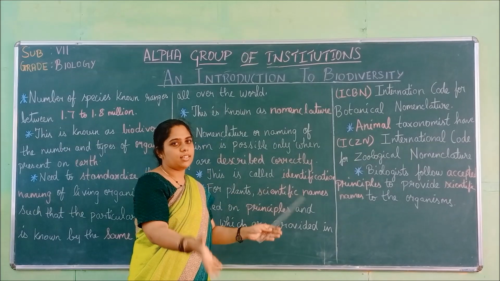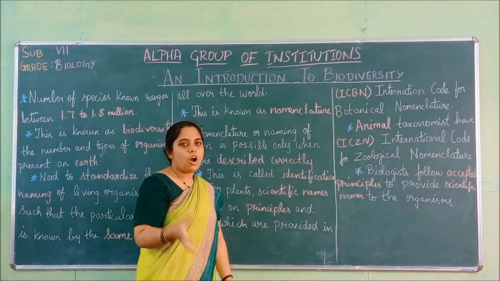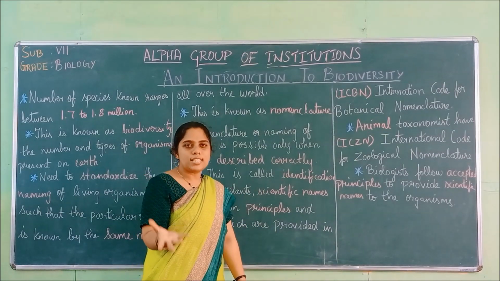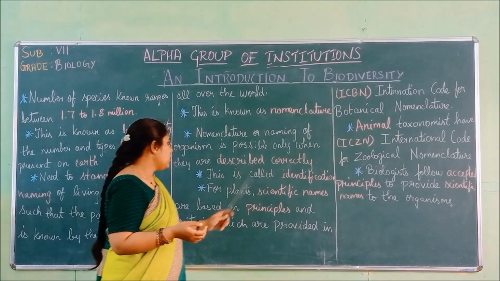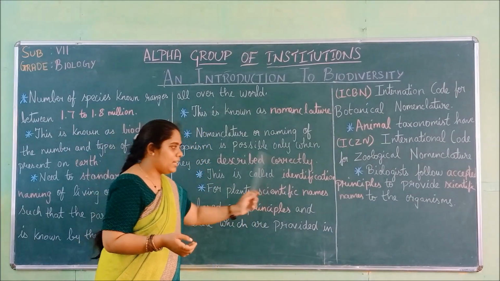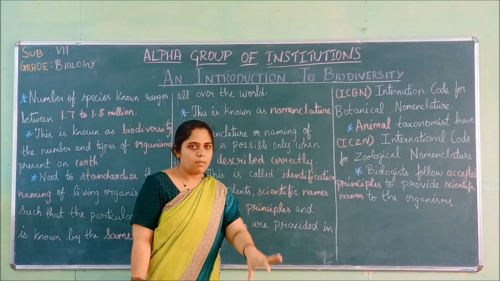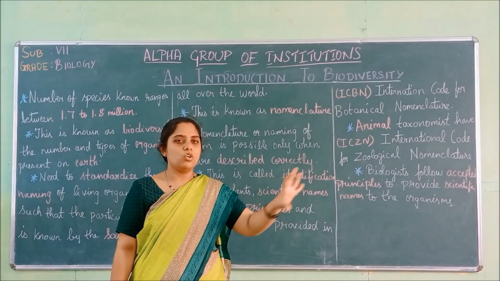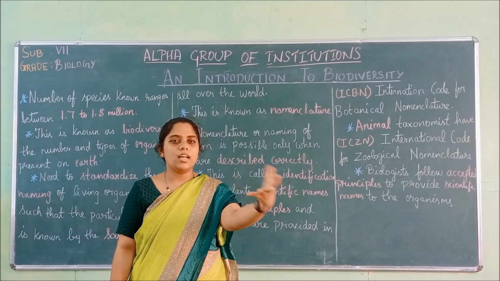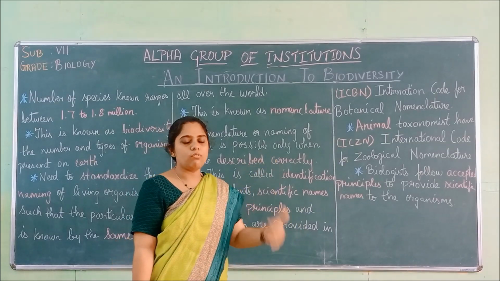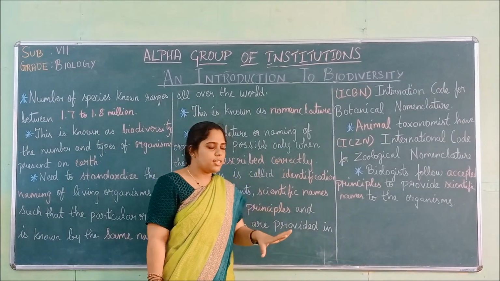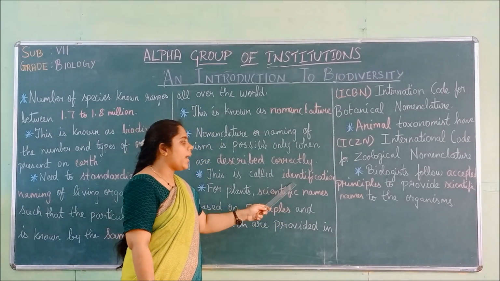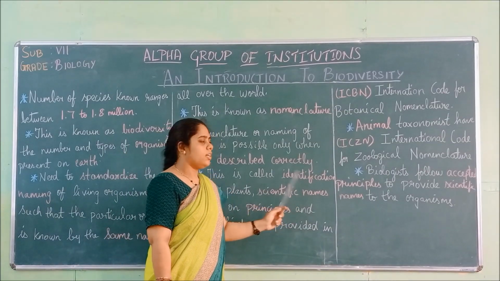It is like this. It functions like this. So all these things have to be said correctly, and this is called identification. So for naming the organism, we are giving some description. It looks like this. It looks like that. The color is like this. So we are giving one description, and that description only is called identification.